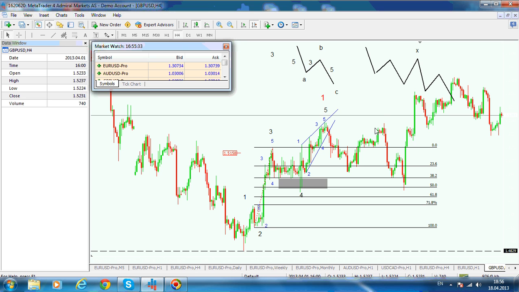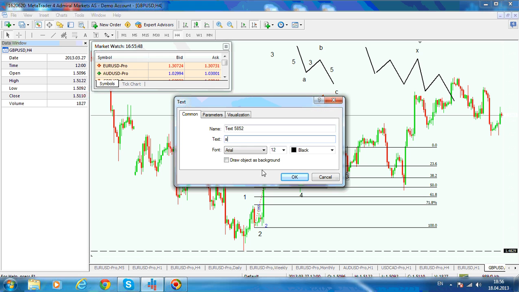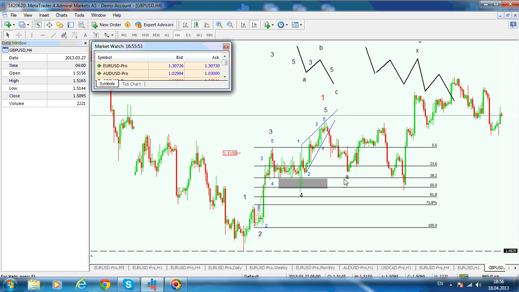For example, this is the impulsive move that we've taken a look at earlier. Now in this case, okay, this is 1, 2, 3, 4, 5 to the upside. So you might say that this is wave A to the downside. At this moment, we don't know if this wave A is formed out of 5 waves or 3 waves.